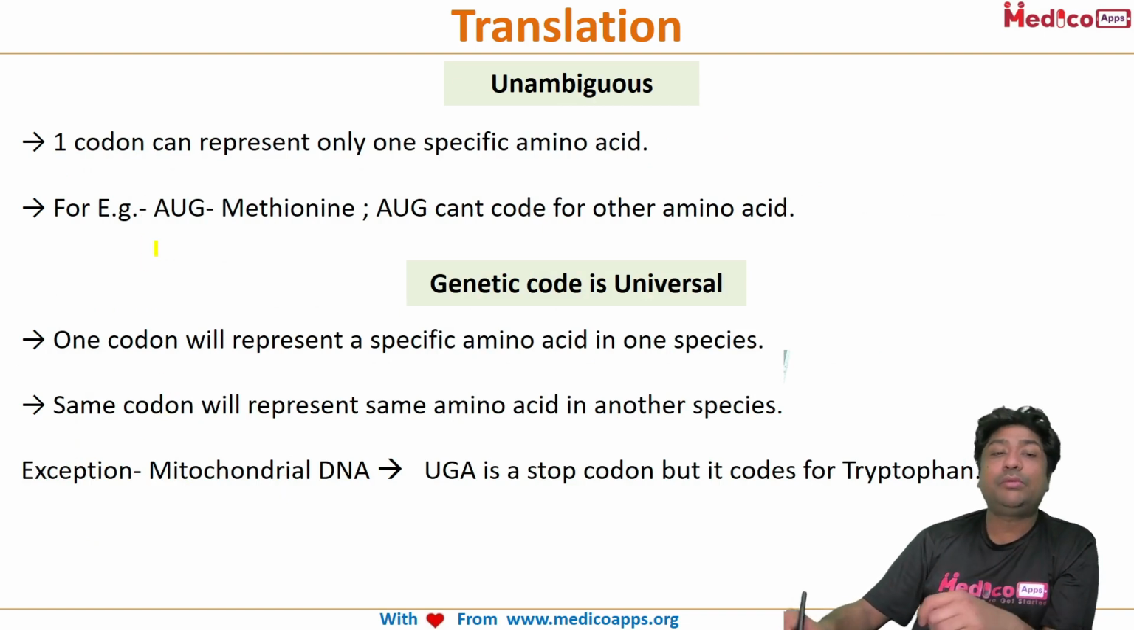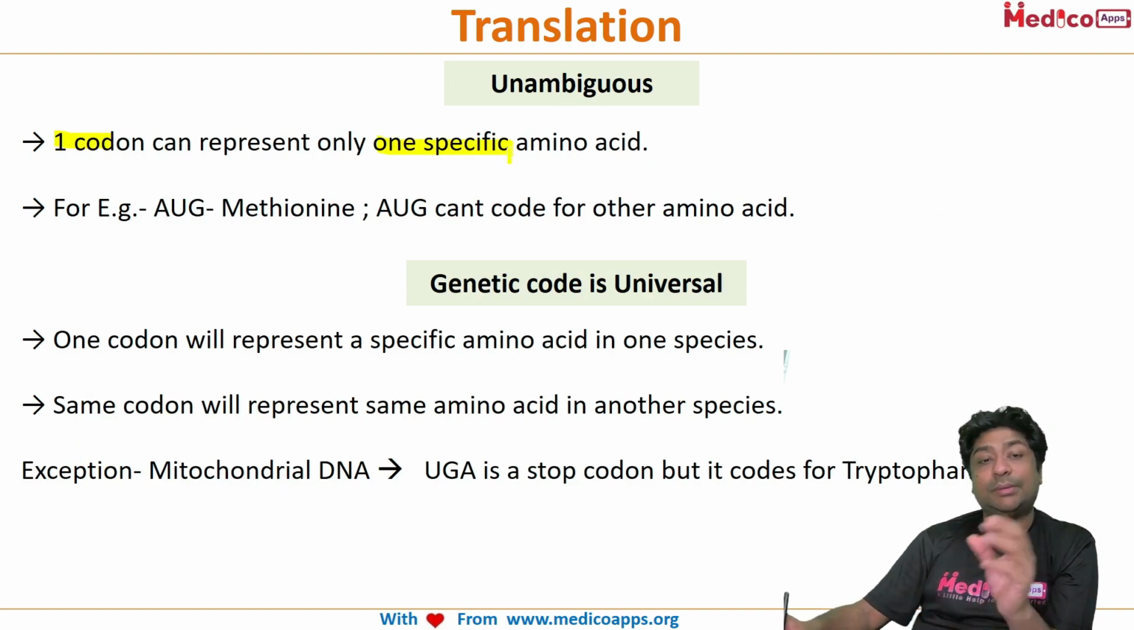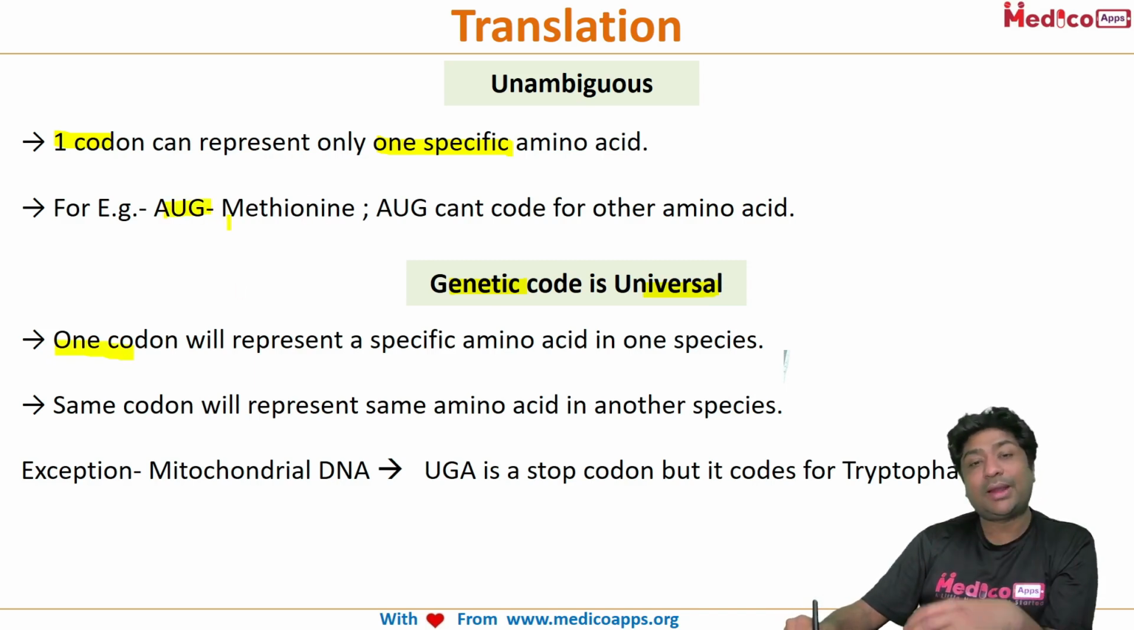Then, unambiguous: I have told you that one codon can represent only one specific amino acid. For example, AUG will always represent methionine, or UUU will always represent phenylalanine. The genetic code is universal. Universality means that across all species, from bacteria to humans, one codon will represent the same amino acid. For example, AUG will represent methionine in a bacterium and in us, and UUU will represent phenylalanine in a bacterium or in us.